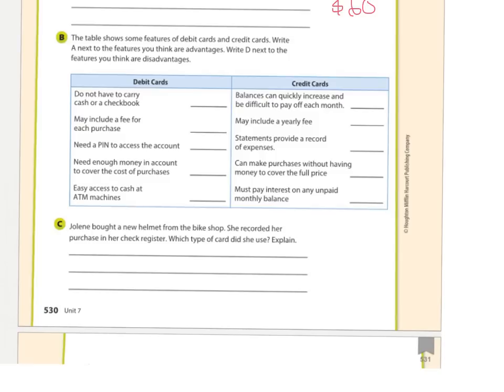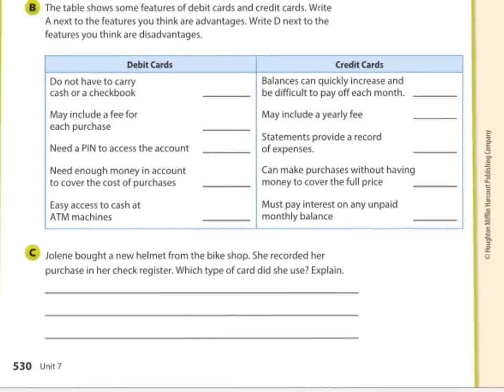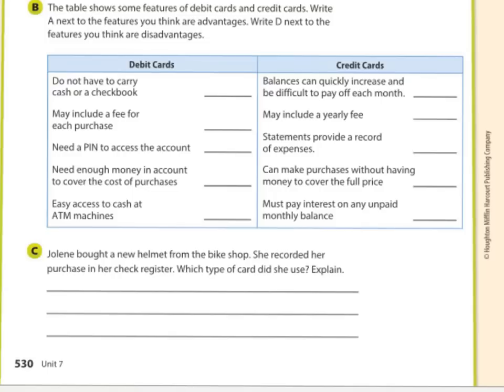So the table shows some features of debit cards and credit cards. Write A next to the features you think are advantages. Write D next to the features you think are disadvantages. So with a debit card, you don't have to carry cash, actual money. You don't have to carry a checkbook. I don't know, I carry a purse. I carry all those things even when I have the debit card, but you don't have to have those things. Okay, A or D? I would say that's, I don't know, an A. Like if you go to SeaWorld, you don't have to carry all those things.